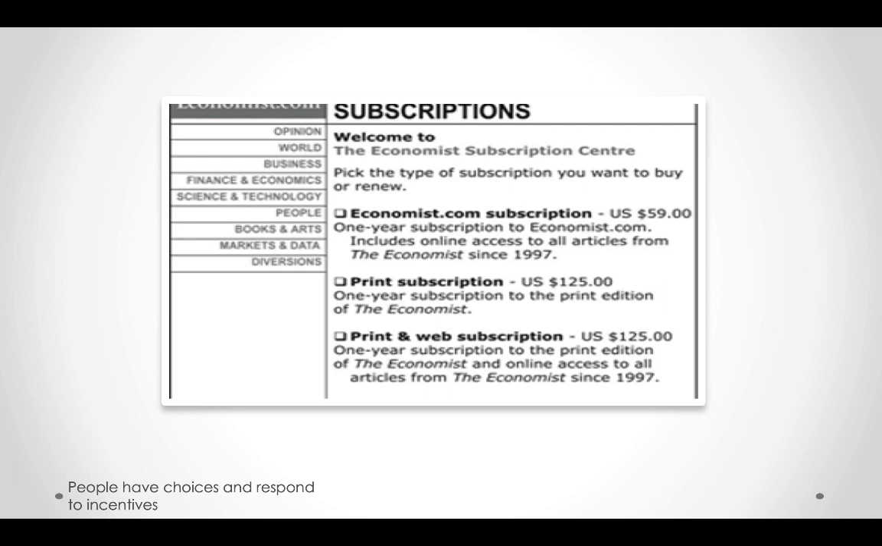What you see in front of you is an actual subscription. This is taken from Dan Ariely. It's an actual subscription to The Economist. This is how it was presented online. So you see three choices: a 1-year subscription to economist.com, online access for $59, the print subscription for $125, and together print and web subscription for $125, which includes the online and print.